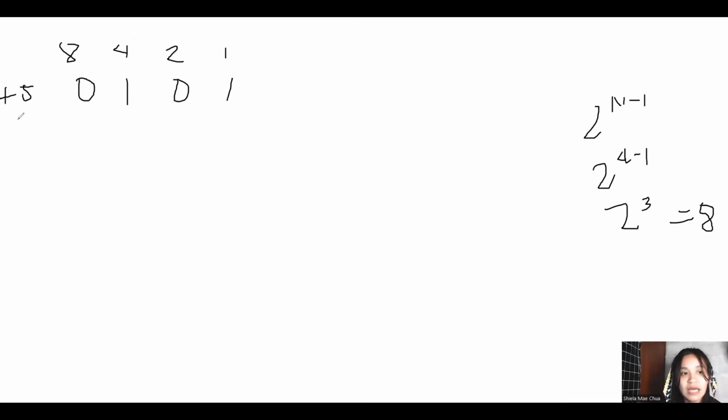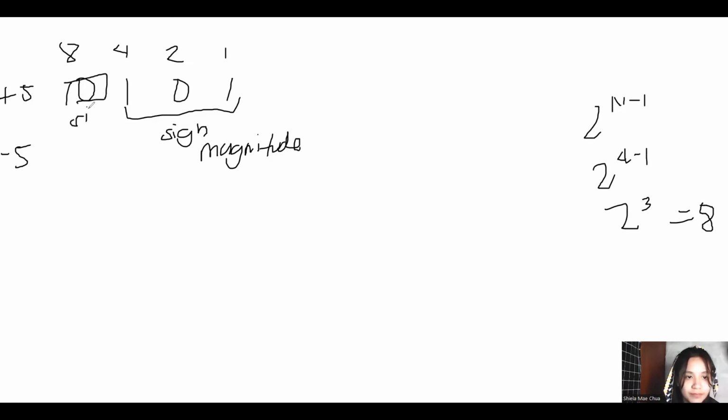So for us to get the negative 5, in sign magnitude, the first 3 bits represent the magnitude. And this 0 corresponds to the sign bit. So if this bit is 0, we're dealing with a positive number. And if this bit is 1, we're dealing with a negative number. So to express negative 5, we just need to replace this 0 with 1. So using the sign magnitude method, negative 5 is going to be 1, 1, 0, 1.